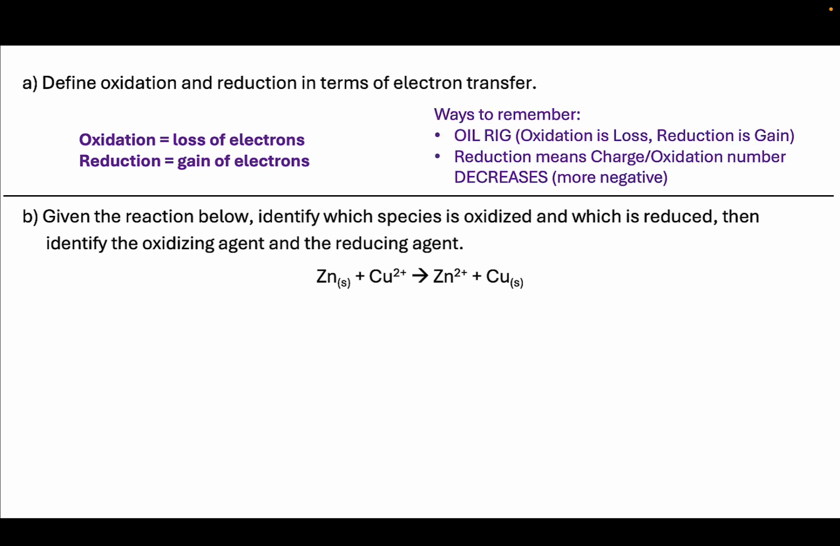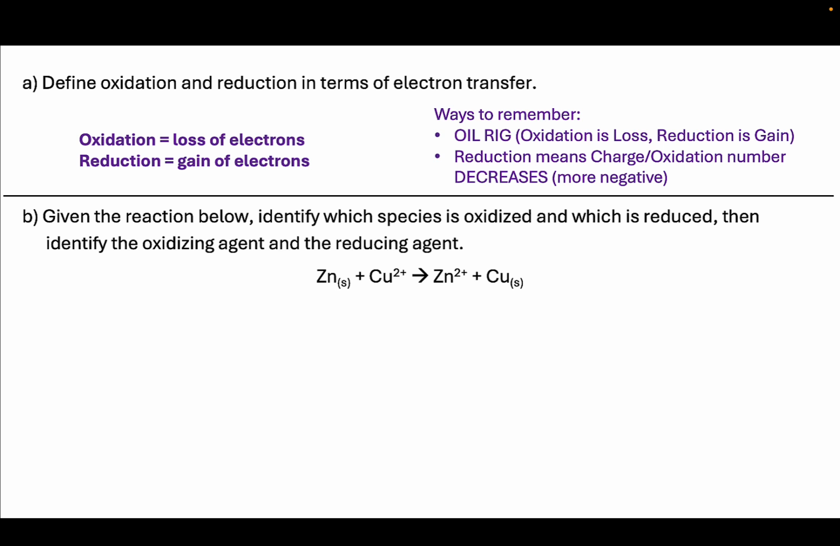And there are a lot of ways to remember this for students. I think OIL RIG is a useful one. Oxidation is losing, reduction is gaining, that's one way. And I think my favorite way of remembering this is that reduction means that the charge or the oxidation number is going down, it's reduced, becomes more negative. This is because you're gaining electrons. Electrons are the negative particle.